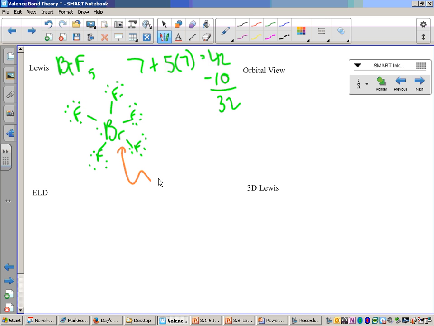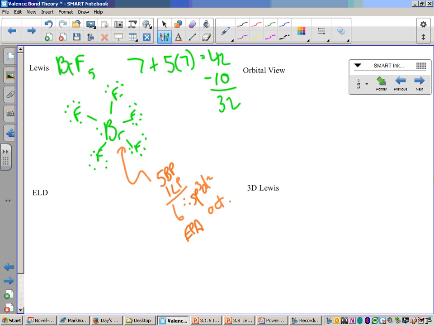So here we've got on the bromine 5 bond pairs and 1 lone pair, and that is 6, and therefore it is sp3d2, and the EPA is octahedron.